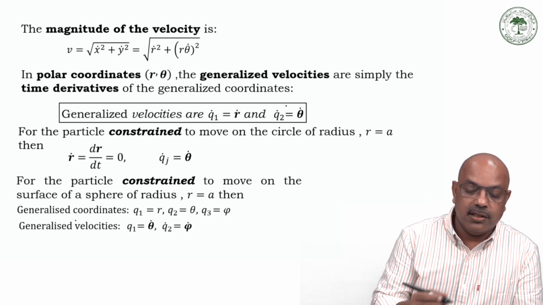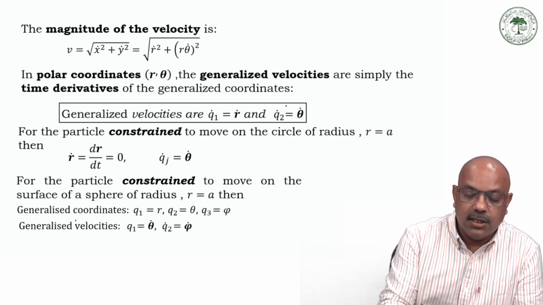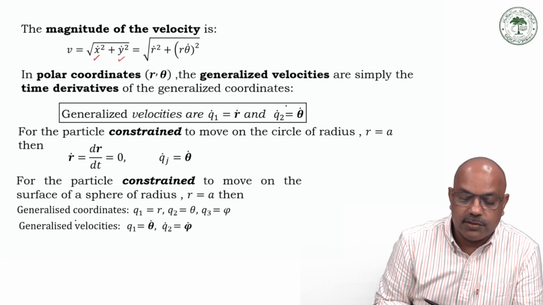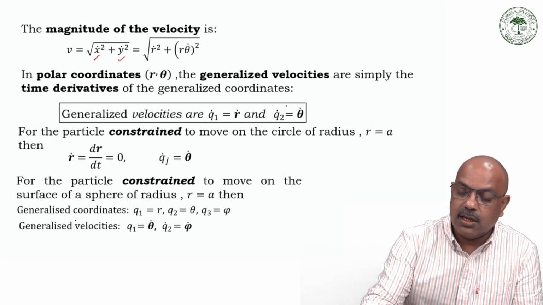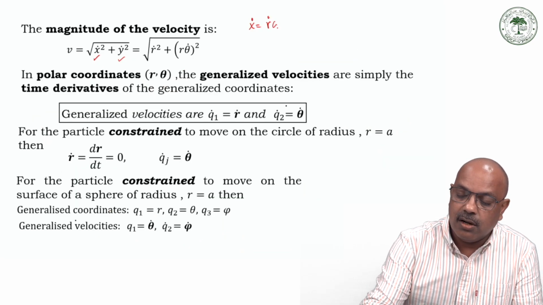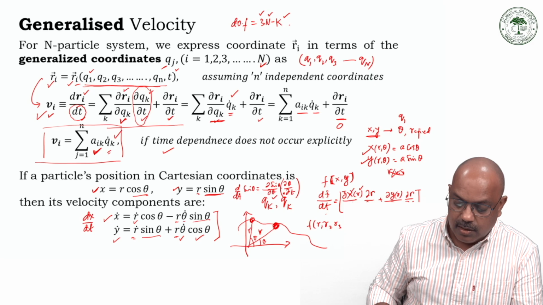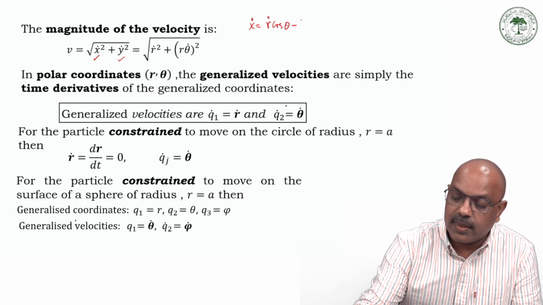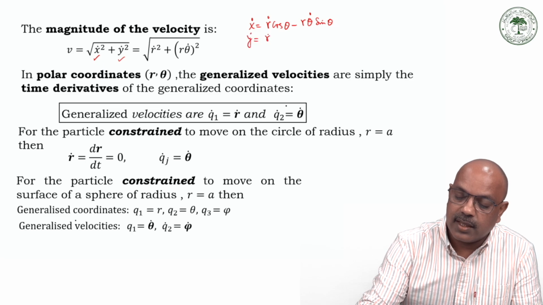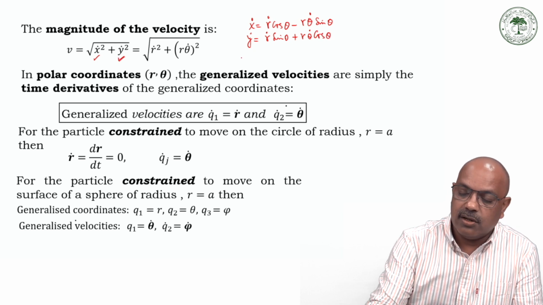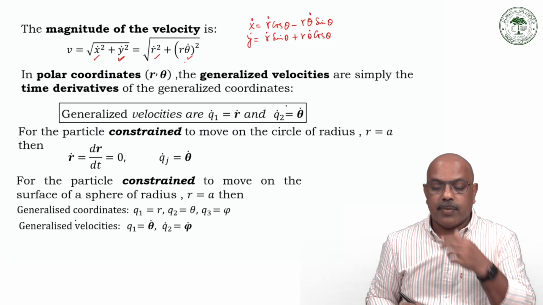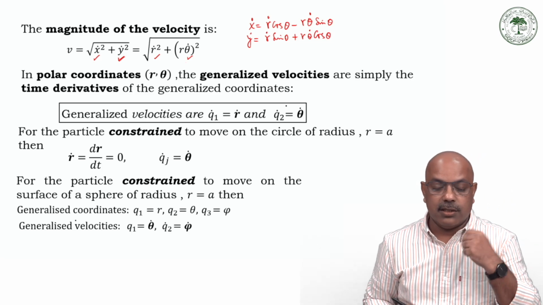So now we write the magnitude in terms of this. When you have the velocity, the complete velocity squared is ẋ² plus ẏ², and if you remember, ẋ is ṙ cos θ minus r θ̇ sin θ, and ẏ is ṙ sin θ plus r θ̇ cos θ. So if you square this and add, you are going to get ṙ² plus (r θ̇)², that is r² θ̇².